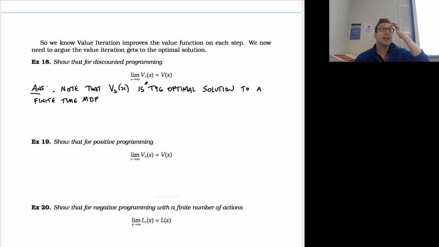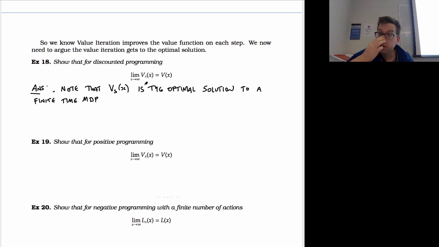So why is that? Notice if I wrote down a finite time Markov decision process that lasted for s steps, and it got all the rewards that the normal Markov decision process over infinite time did, but then after time s the value was 0, I'd have a finite time Markov decision process. And if I wanted to solve the optimal solution for that, I'd end up doing Bellman's equation, iterating backwards. That would be exactly the calculation that we did for v of s.